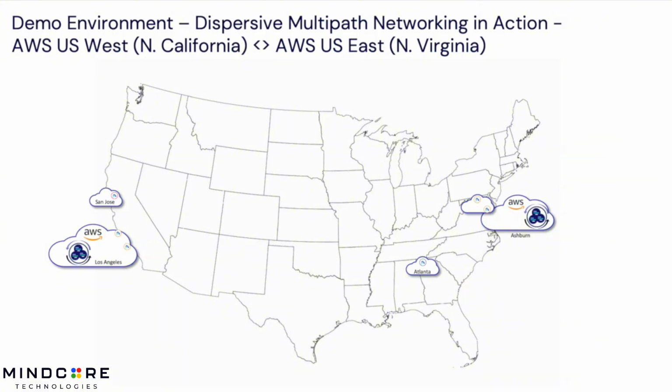On the dispersive side, we similarly have dispersive nodes deployed in AWS US East and AWS US West, with the addition of data deflects spread throughout the United States. We have a couple of deflects deployed in the AWS cloud itself, as well as bare metal-based deflects deployed in San Jose, Los Angeles, and Atlanta.